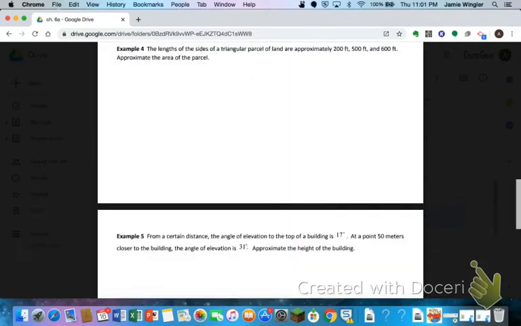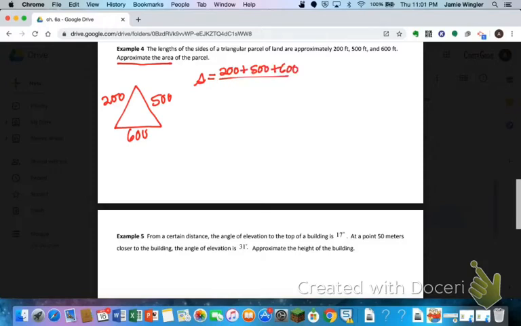You can pause the video to try this next example, but this next example wants you to approximate the area. So you know that the sides of your triangle are 200, 500, and 600. So since we have a side-side-side setup, we're going to use Heron's formula, and S is going to be half of the perimeter. So I'm going to add up all the sides for the perimeter, cut it in half, and S ends up being 650.